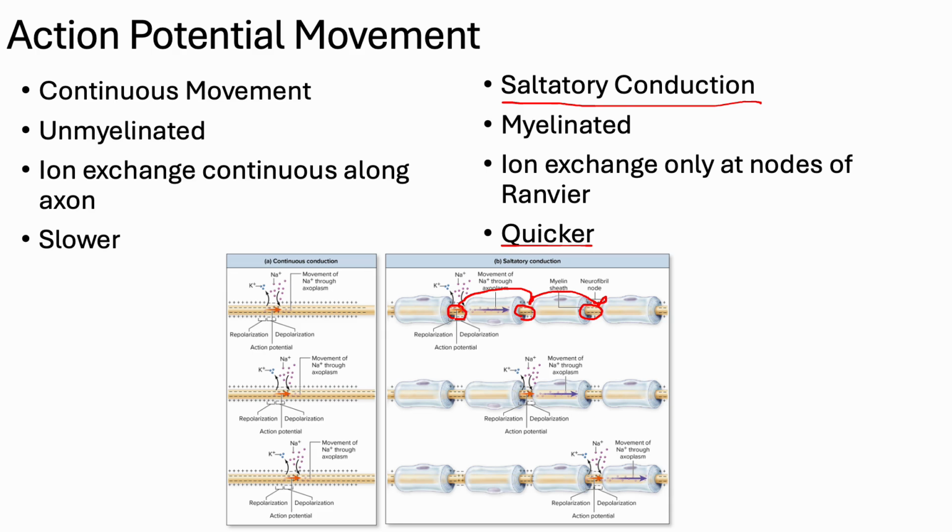Now, if an axon is unmyelinated, the action potential has to travel continuously along the axon. In other words, at each position along the axon, all the sodium and then potassium voltage-gated channels have to open. Therefore, we have slower movement of that action potential.